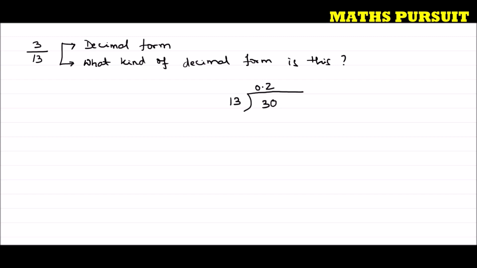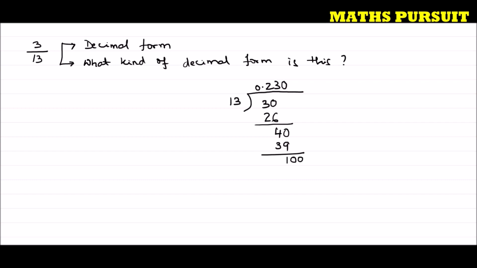13 2s are 26. Now 30 minus 26 is 4. I can add one more 0 here and I can write 13 3s are 39. Now here we got 1. If I add a 0 here, still it is not getting divisible. So I need to add a 0 to the quotient as well as again a 0 to the remainder.